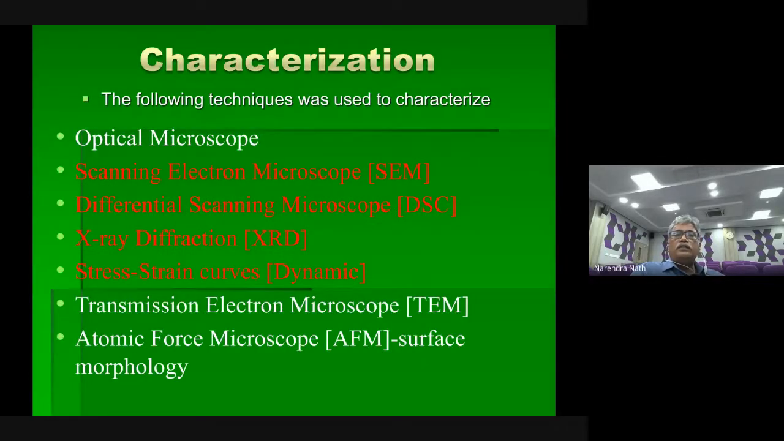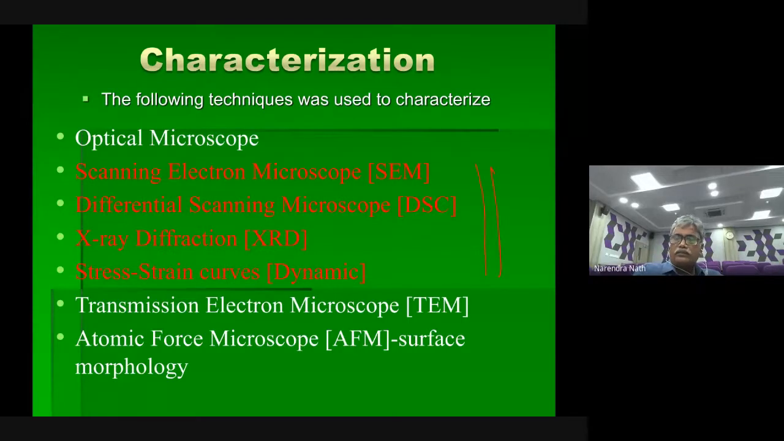So characterization, whatever figures I showed earlier, the same thing I wrote here: optical, scanning, differential scanning calorimetry, X-ray, and stress strain curves. Okay, and transmission electron microscope, atomic force microscope. All these you can use, but we use only these.